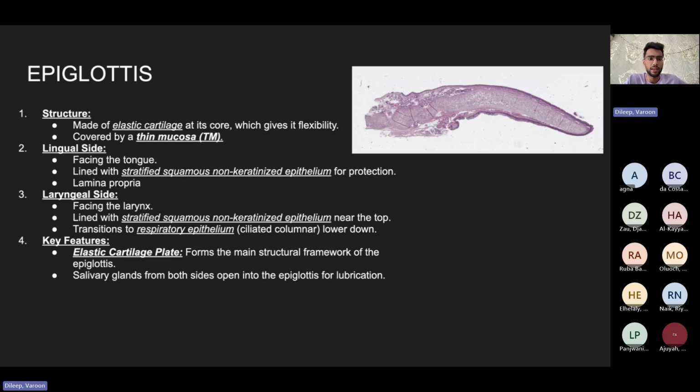So it has two different sides: the lingual side and the laryngeal side. The lingual side faces the tongue and is lined with stratified squamous non-keratinized epithelium, and again the lamina propria mucosa, loose connective tissue, blood vessels, and lymphatic tissue. The laryngeal side faces the larynx and is lined by stratified squamous non-keratinized epithelium near the top, which changes to respiratory epithelium at the bottom. The key features, just for you guys to diagnose the slide, are an elastic cartilage plate and salivary glands from both sides, which open into the epiglottis for lubrication.